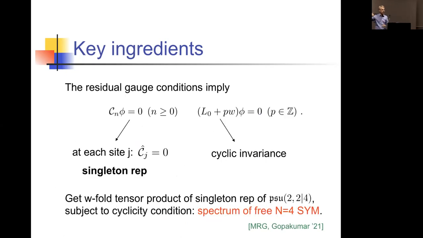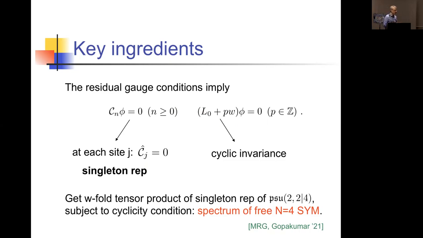So what this means is that at each point, you have these twistor variables, but they satisfy C equal to 0 at each of these points, which means that at each of these points, you have an oscillator construction of the singleton representation of PSU(2,2|4). So it looks like a spin chain with W sites. At each site, you have the singleton representation. And this condition simply becomes the cyclic invariance under this W-fold tensor product. So what you end up with is the W-fold tensor product of the singleton representation modulo cyclicity, but that is exactly the spectrum of free super Yang-Mills in the planar limit.